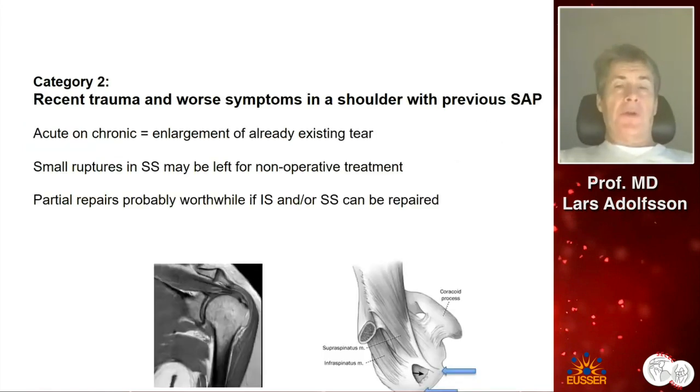The second group is those having had symptoms and then have an enlargement of the tear following a new trauma, which is sometimes called acute on chronic. And if it's a small rupture, we tend to save it for non-operative treatment at first. But if it's enlargement involving the infraspinatus or subscapularis, we're more active with surgery.